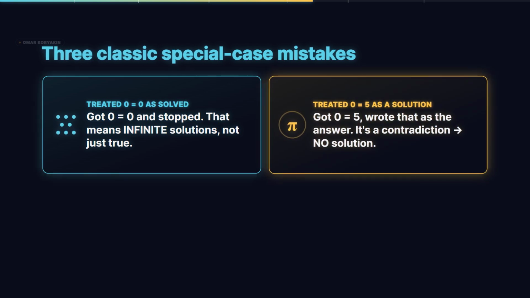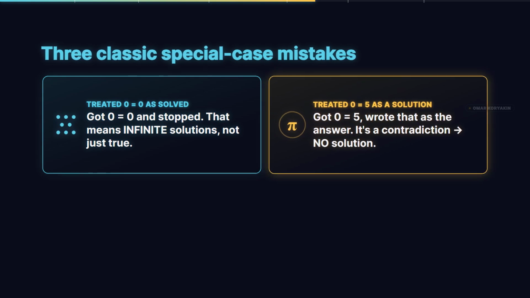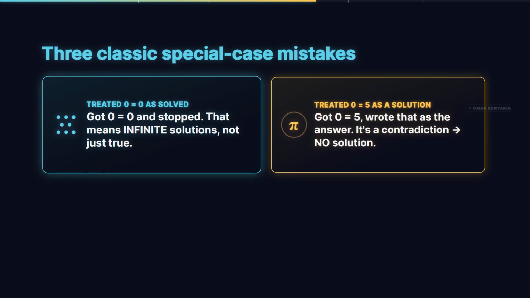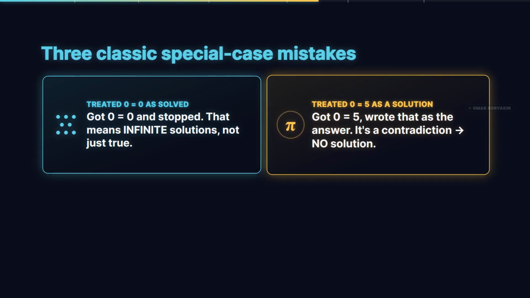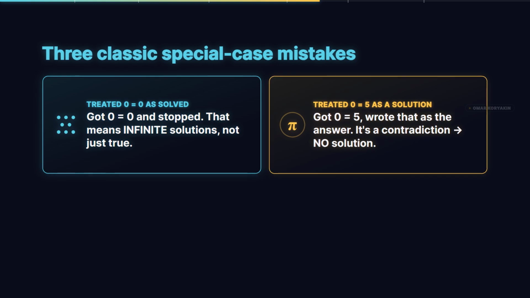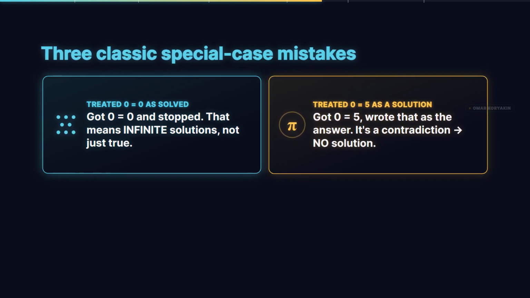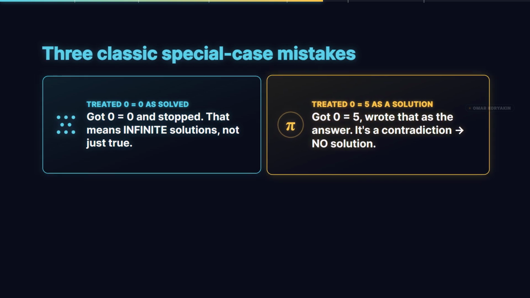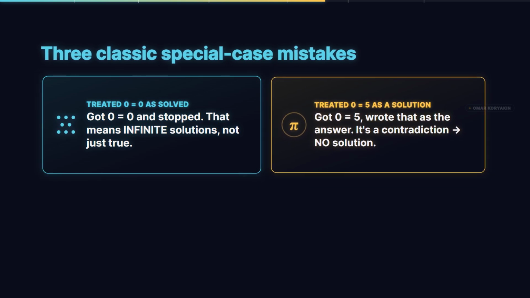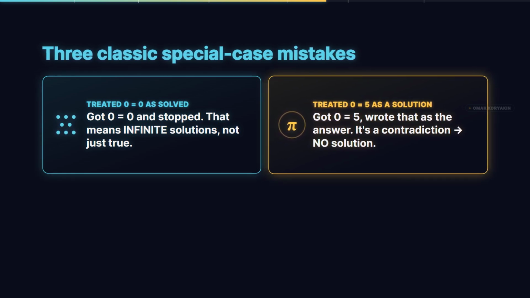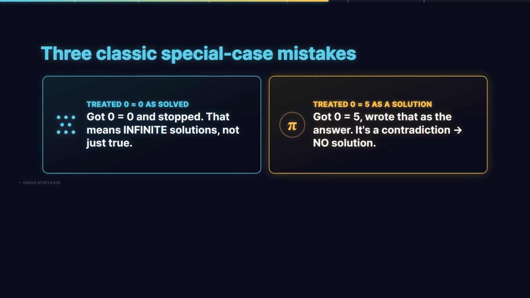Second mistake: treating a contradiction like 0 equals 5 as if it were a usable equation rather than a signal of no solution. A student running elimination ends up with 0 equals 5 and tries to solve for some variable, getting confused. The correct interpretation is that the equations contradict each other and the system has no solution. The fix is to memorize the rule: 0 equals a non-zero number from elimination signals an inconsistent system with no solution, written as no solution or the empty set.